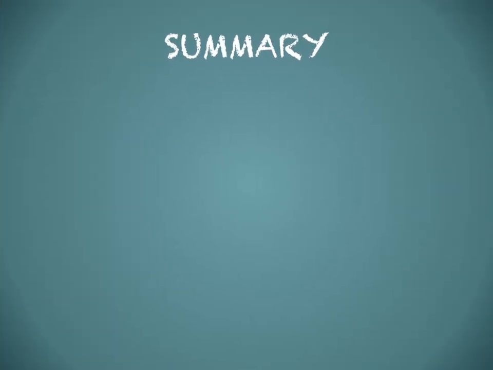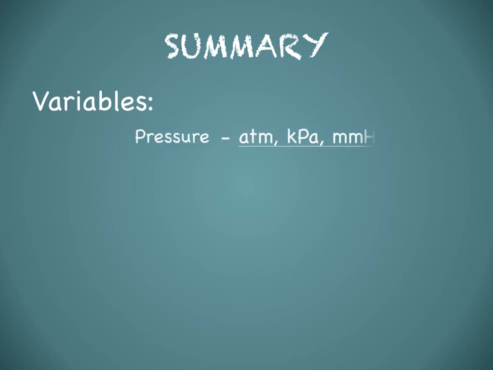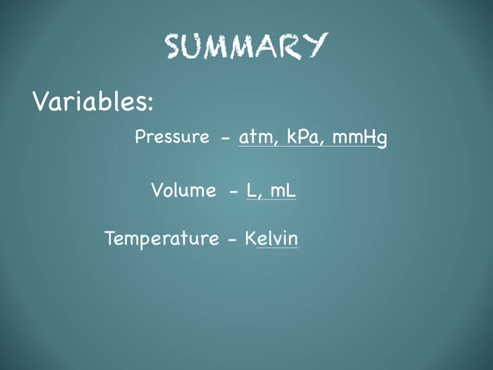In summary, the variables that we're going to have are going to be pressure, which is measured in atmospheres, kilopascals, or millimeters of mercury. Volume, which is measured in liters or milliliters. Temperature, which must be measured in Kelvin. And lastly, number of moles, which is the amount of substance and has the symbol n.